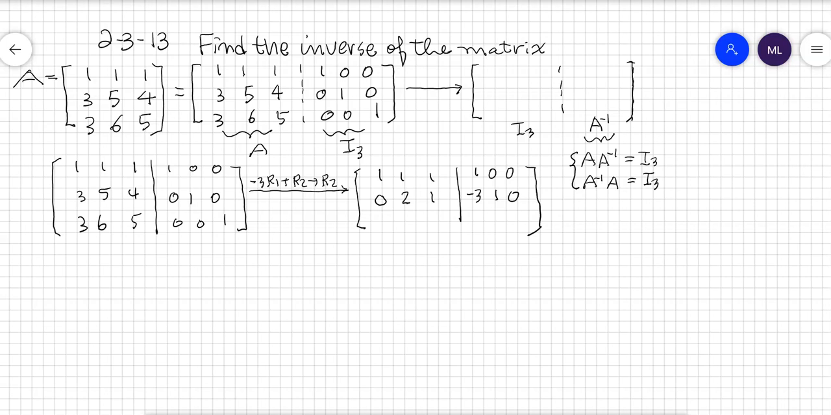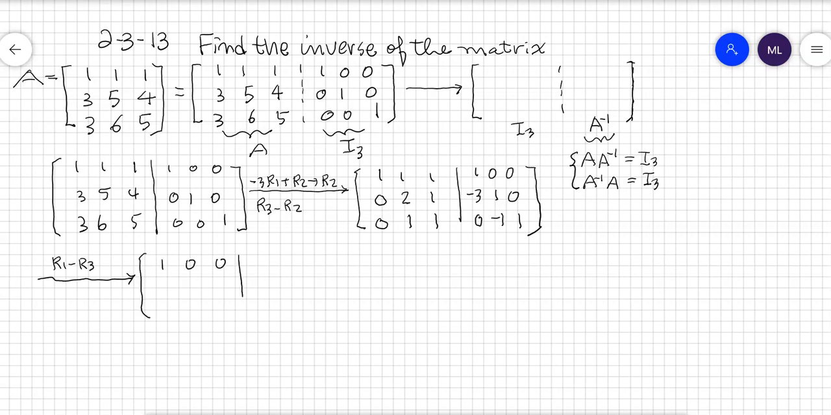And how about for R3, I'm going to do R3 minus R2. So 3 subtract 3, 6 subtract 5, 5 subtract 4, 0 subtract 0, and negative 1 and 1. And then I can go ahead and subtract R3 from R1, so might as well make everything there.